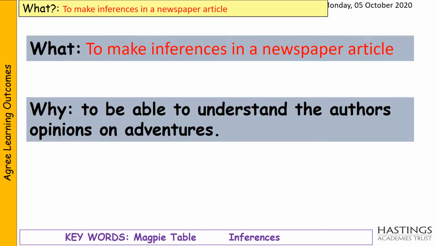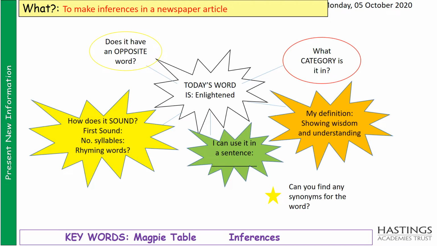Okay, so today we're going to be making inferences from a newspaper article, and the reason that we're doing that is to be able to understand the author's opinions on adventures. So we're going to take the text and we're going to make inferences based on what they tell us. So your word of the day today is enlightened. So if someone is enlightened, they are showing wisdom and understanding towards a certain situation.